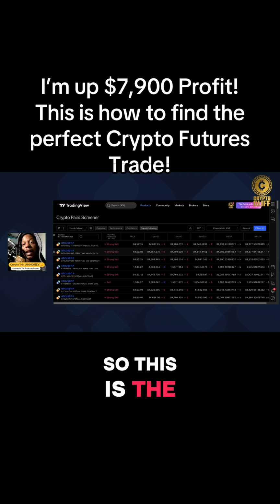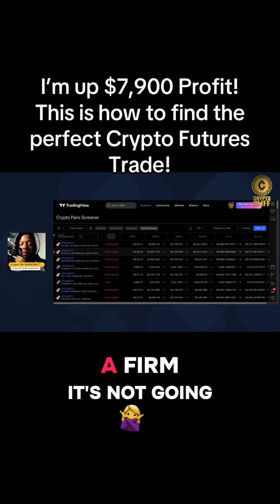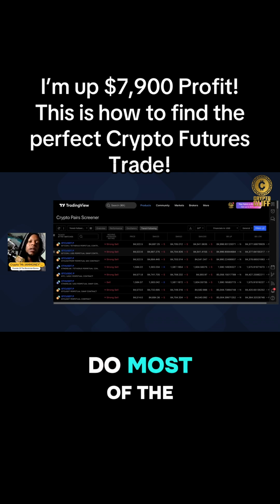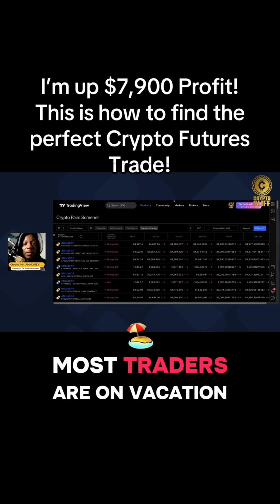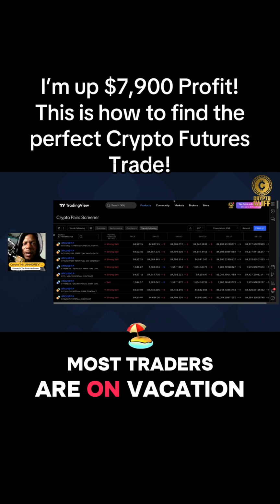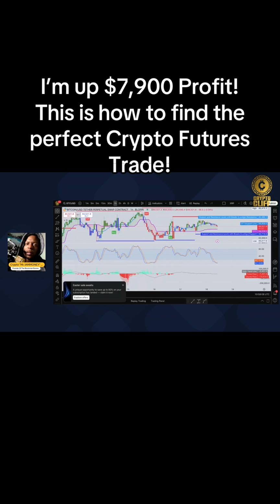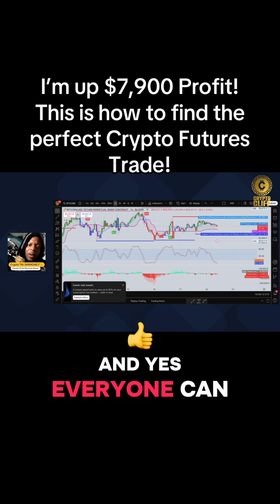So this is the lifestyle of a trader. It's not going into a broker firm. It's not going on Wall Street. No. Most traders do most of their trading from their beds. Most traders are sitting at a desk like this in a robe. Most traders are on vacation because they can do everything from their phone. This is a lifestyle. And yes, everyone can do it.